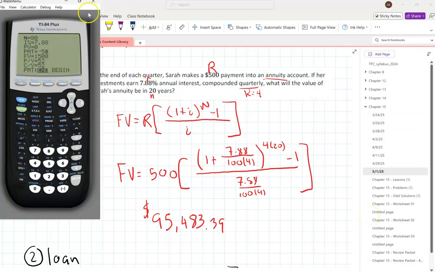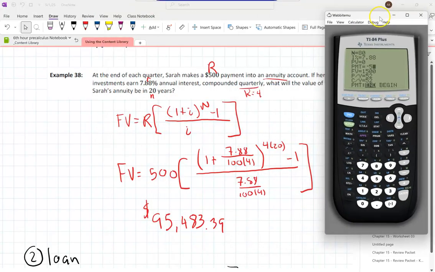Again, that 500 is like leaving our pocket and going into an account, so I'm going to make that negative. FV is what we're looking for, and then we're doing this quarterly, so my PY and CY are both 4. Move my cursor to future value, alpha enter, and there's my 95,000, etc.